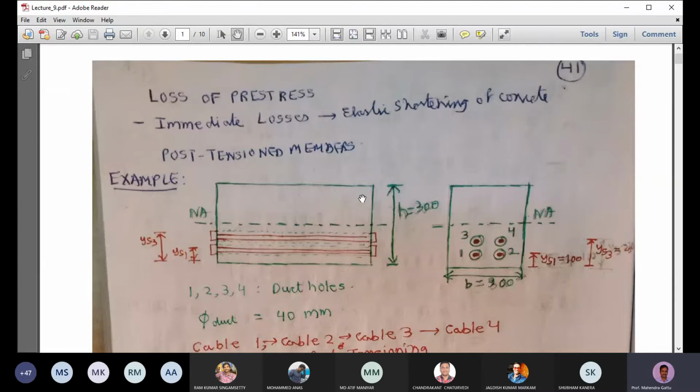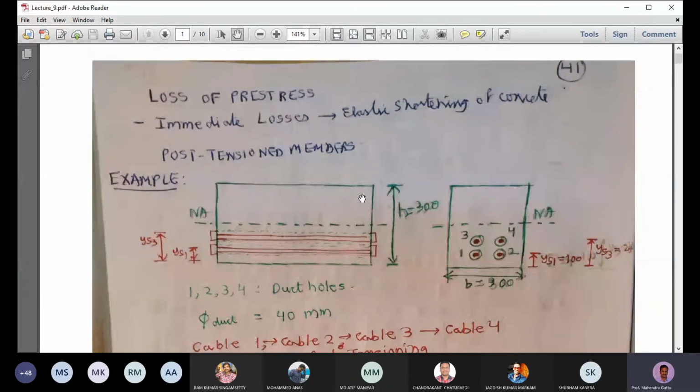I gave a simple idea of that just in terms of algebra. So in today's class, we'll do the loss of pre-stress during sequential post-tensioning of cables through an example.